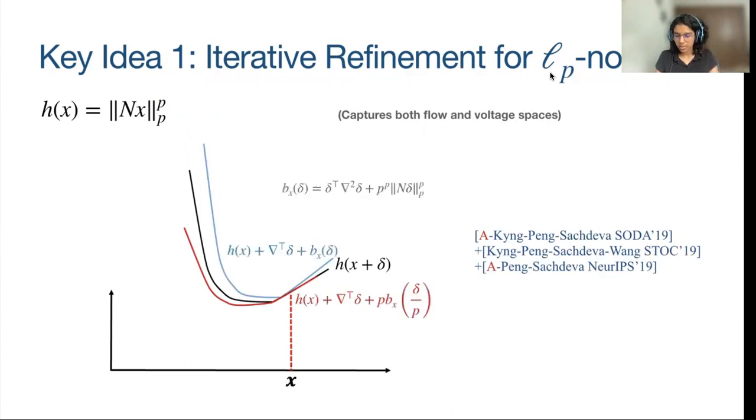The upper and lower bounds, if you see, have a linear term, a quadratic term, and an LP to the P term. So this can be thought of as a local quadratic approximation and a long range P approximation. And if you note, the upper and lower bounds are similar, they're just off by a constant scaling factor.